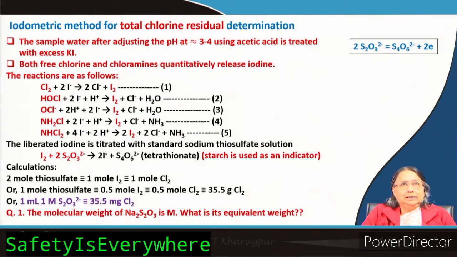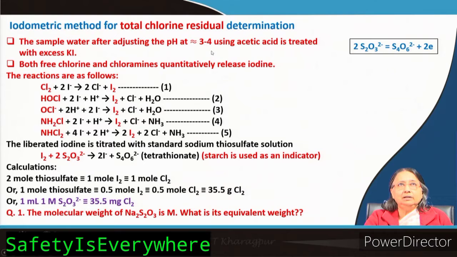An iodometric method for total chlorine residual determination. Total chlorine means free chlorine residual and combined chlorine residual. Total means both combined. How to determine it? The steps are written: the sample water, after adjusting the pH to 3 to 4, because this determination is done at low pH. What is the low pH? It is 3 to 4.